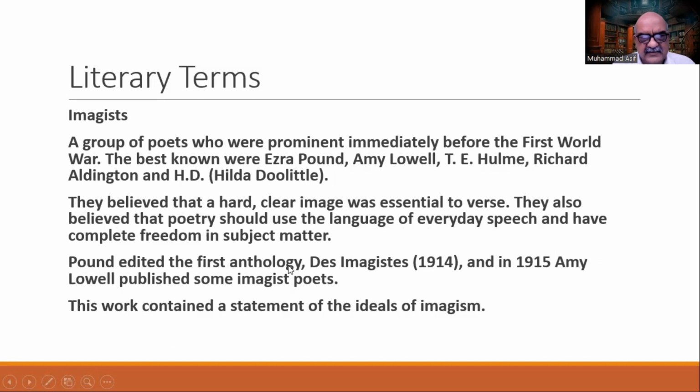Pound edited the first anthology, Des Imagistes, and in 1915, Amy Lowell published Some Imagist Poets. This work contained a statement of the ideals of Imagism. Imagism as a movement was part of the modernist movement in literature and art.